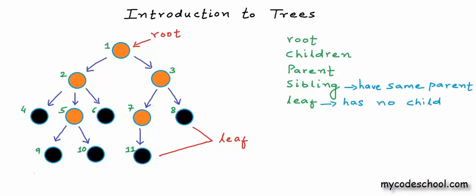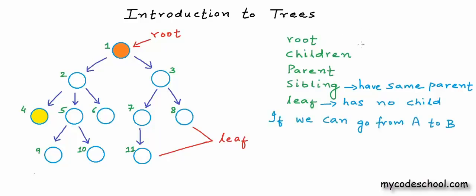And we can have some more relationships, like parent of parent can be called grandparent. So 1 is grandparent of 4 and 4 is grandchild of 1. In general, if we can go from node A to B walking through the links, and remember these links are not bidirectional, we have a link from 1 to 2, so we can go from 1 to 2, but we cannot go from 2 to 1. When we are walking the tree, we can walk in only one direction.